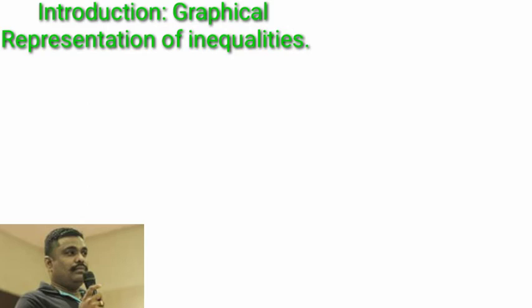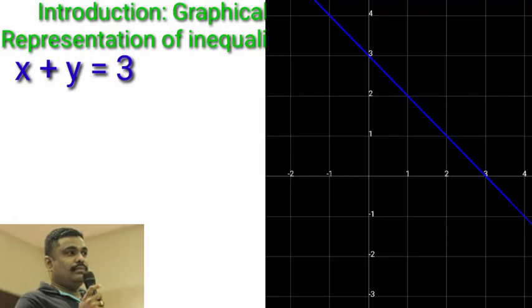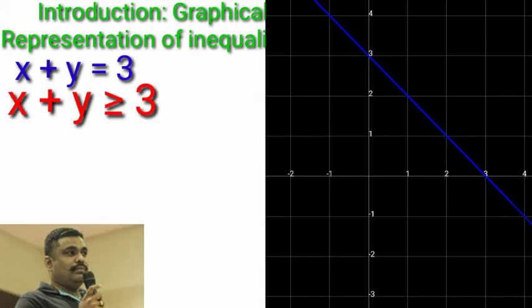Next case in inequalities. For x plus y equal to 3, see the diagram, it represents x plus y equal to 3. Suppose the inequality comes in this case as x plus y greater than or equal to 3. In this case, randomly choose a point. If it satisfies, then the region lies in the respective point area. Otherwise, the opposite area.